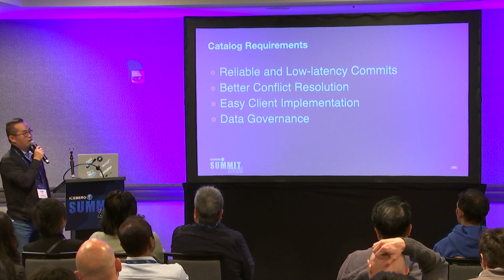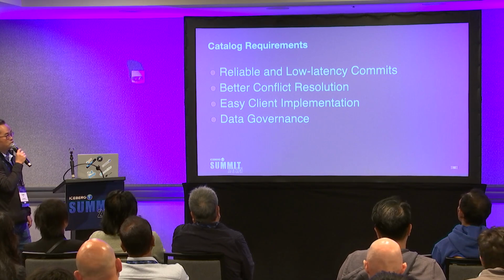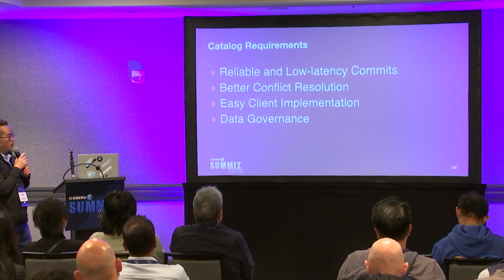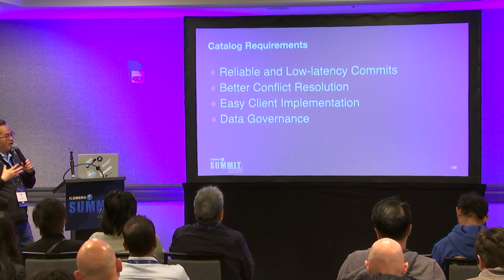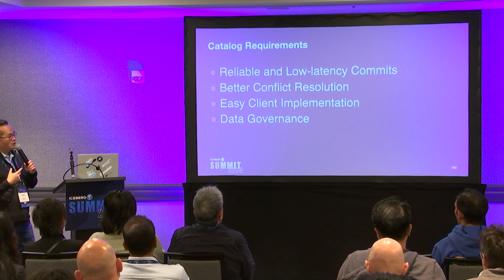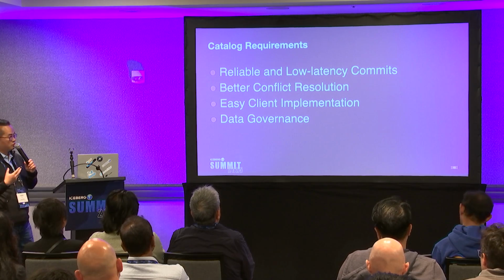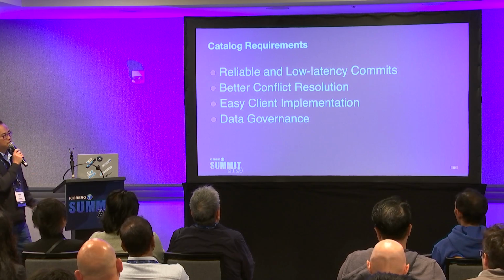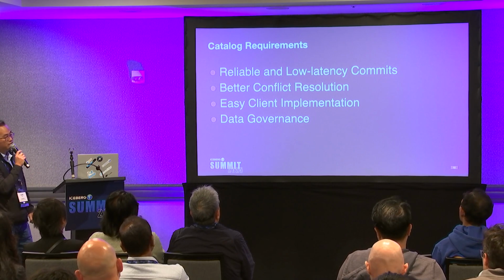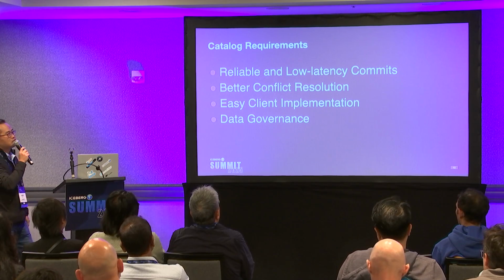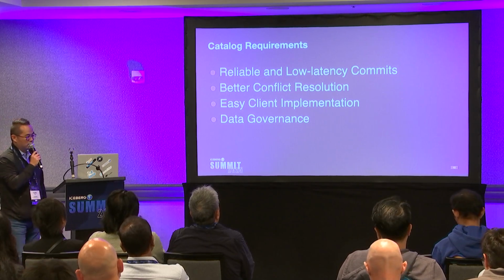This is kind of a requirement for the catalogs. So we need reliable and low latency commits, so that when you can do the fast commit, conflicts can be avoided because the second write may pick up the latest commits, and there's no need to do conflict resolution. But conflicts are still inevitable a lot of the time because of concurrent commits, right? So you still need better conflict resolution.